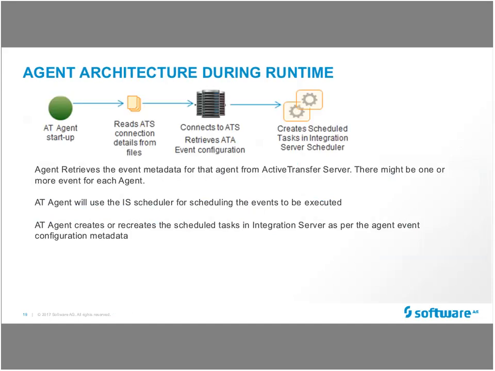Right. The architecture during runtime. So the first things first, there is an agent startup and it reads the connection from the files. It has some configuration files that tell it what server all agents need to be associated to, and it connects to the ActiveTransfer servers based on the configuration files that it has, and retrieves all the events that it has to process.